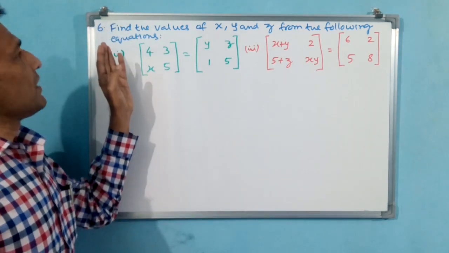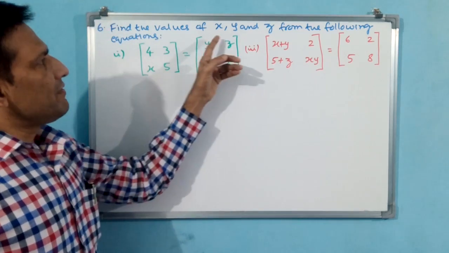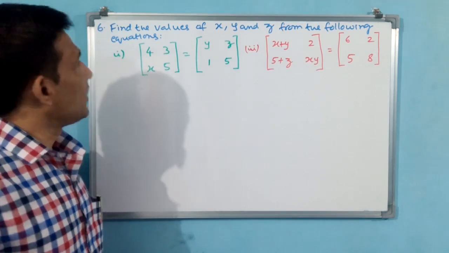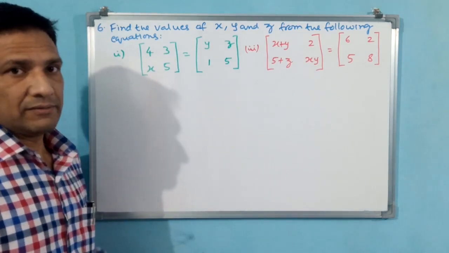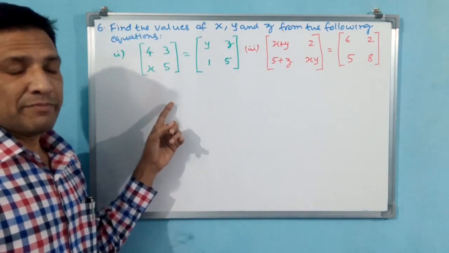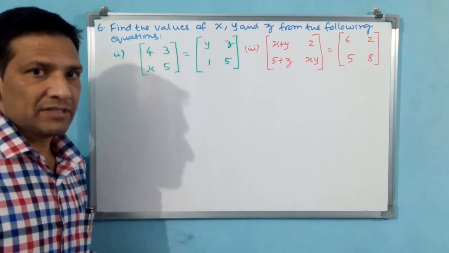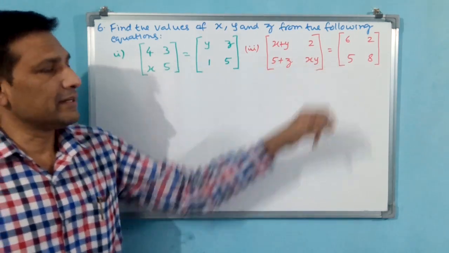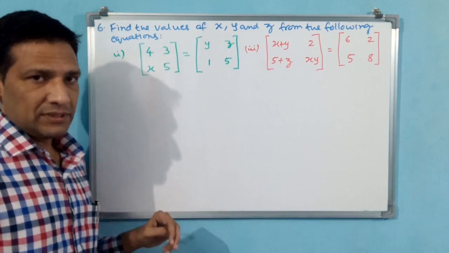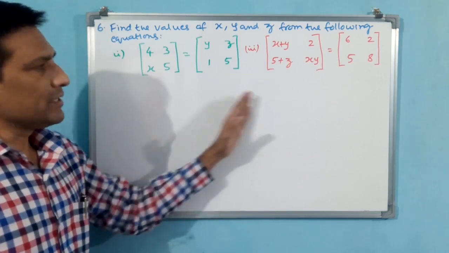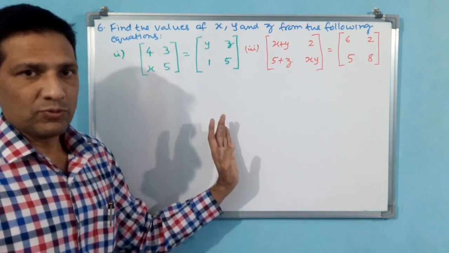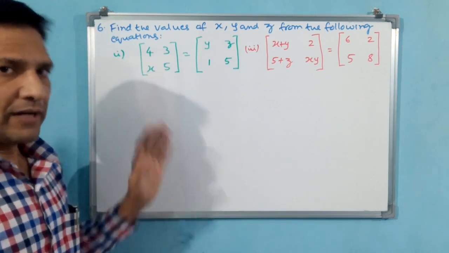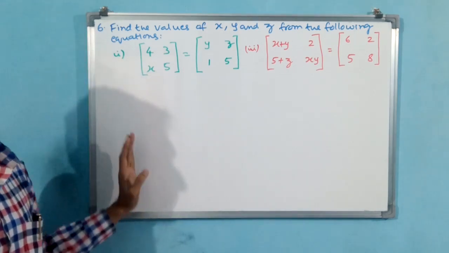See the 6th question what they have given. Find the values of x, y, z of the following equations. Here they are giving matrices and calling them equations. Why? Because the equal to symbol is there. Both are separate questions, 3 questions are there. I have written 2 questions. Let us finish these 2, then we go for the third part.